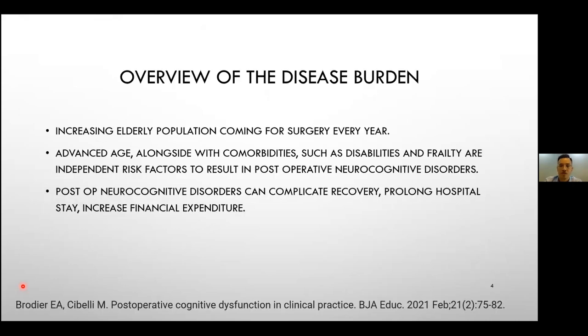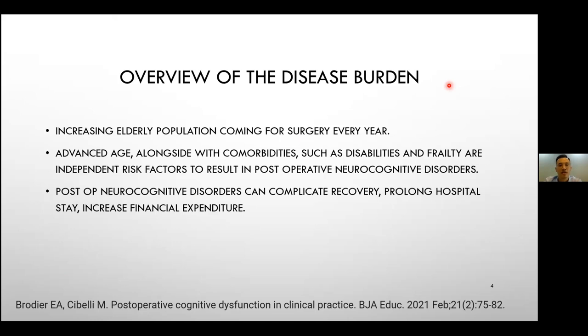We are definitely seeing an increasing elderly population coming for surgery every year. Besides age, they have comorbidities and frailty issues that predispose them to post-operative neurocognitive disorder. Post-op neurocognitive disorders can complicate recovery, prolong hospital stays, and increase financial expenditure. Some studies have also reported increased mortality.